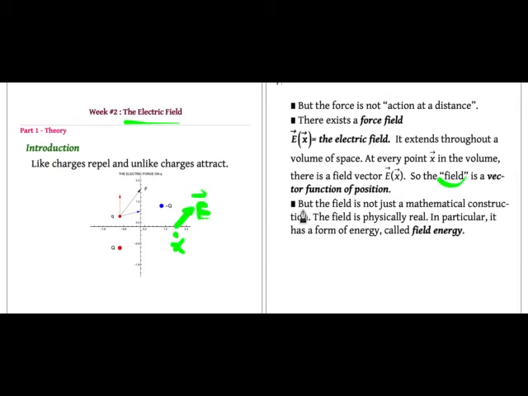Now, according to field theory, the field is not just a mathematical construction. The field is something physically real. In particular, it has a form of energy called field energy. And we'll study field energy later.